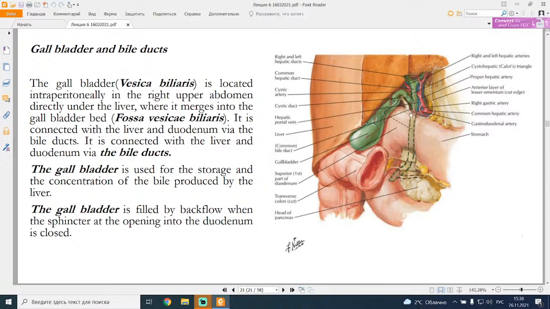The gallbladder, the bile duct. The gallbladder is used for storage and concentration of the bile produced by the liver. The gallbladder is filled by backflow when the sphincter at the opening into the duodenum is closed.